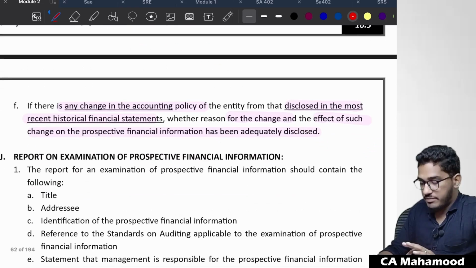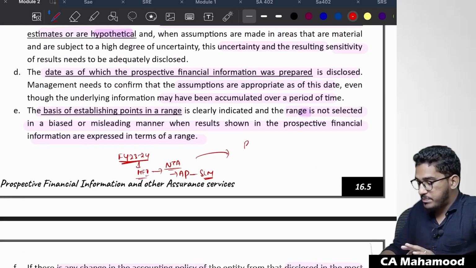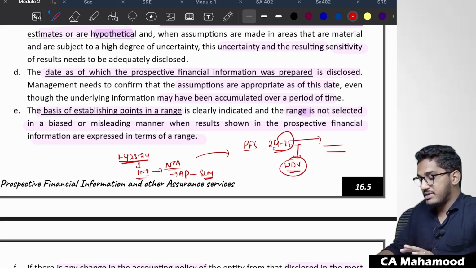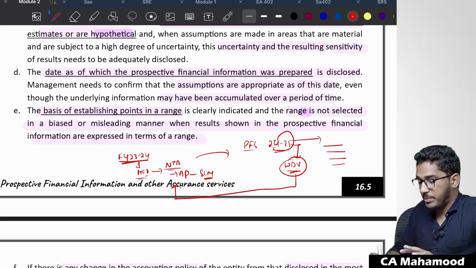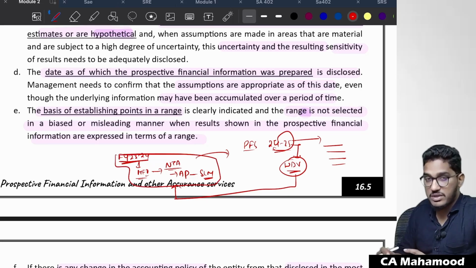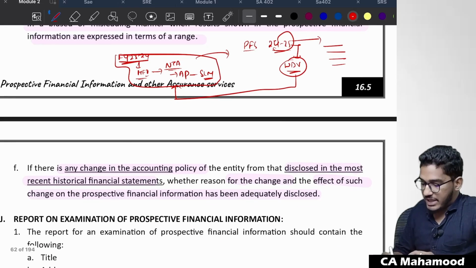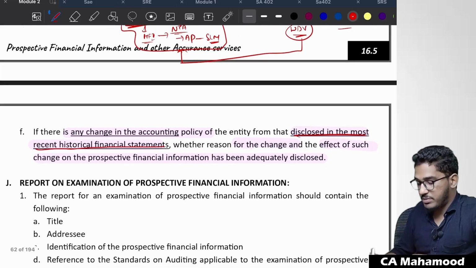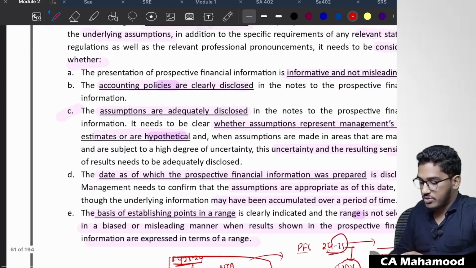But now they prepared prospective financial statements for the year 24-25. In the prospective financial information, what they have done is instead of charging depreciation on SLM method, they have charged the depreciation on WDV method. Now, in that prospective financial information, they have to explain the reason why they have changed the accounting policy when compared with the latest recent historical financial information, and what are the reasons for that. So if there is any change in the accounting policy of an entity from that disclosed in the most recent historical financial statements, whether the reasons for the change and the effect of the change on prospective information have been adequately disclosed or not. So this is also an important point.